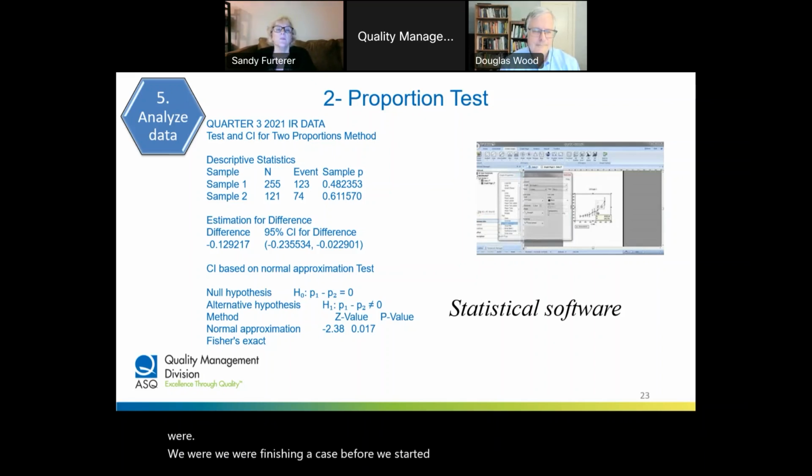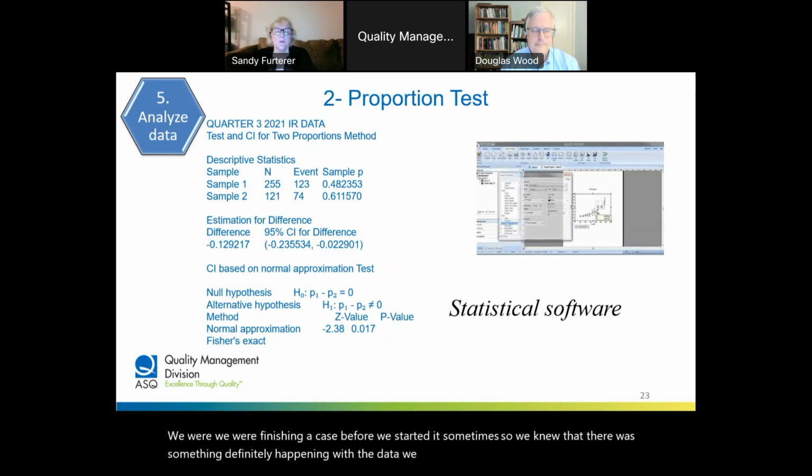So we knew that there was something definitely happening with the data. We also knew that there was a lot of missing data. I think about 20% of the data was missing because people didn't always click when the case started and when it ended and when it went through different steps of the process. So if you aren't even getting all of the data, how do you know that you're really observing what the process is really doing? So that was the first thing we did.